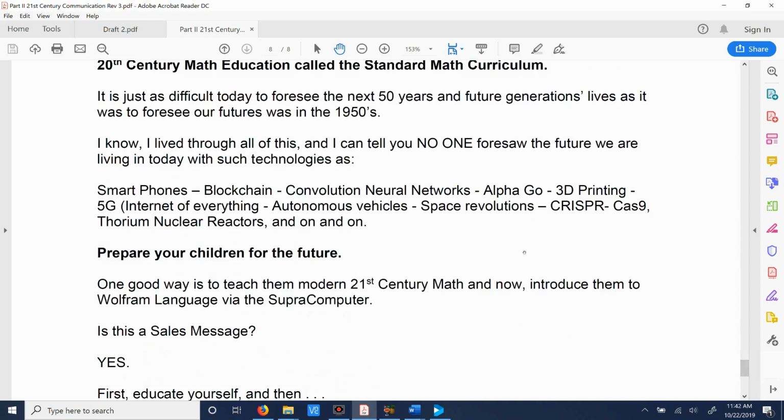And I was born before the first computer, the ENIAC, was ever developed. I lived through it, and I can tell you, no one foresaw the future that we're living today in 2019. I mean, no one saw it coming. Just think of smartphones. They're unbelievable. And even as recently as 15 or 20 years ago, you couldn't imagine them.